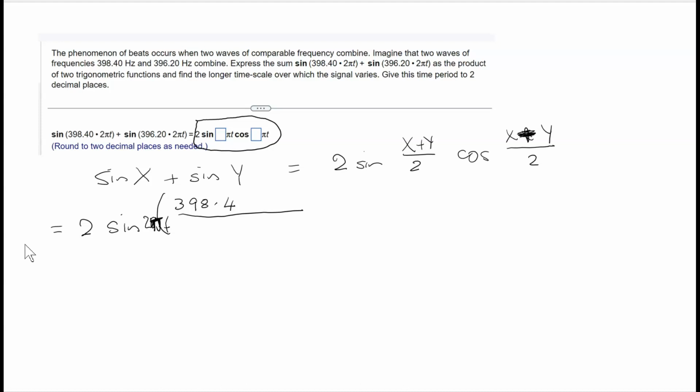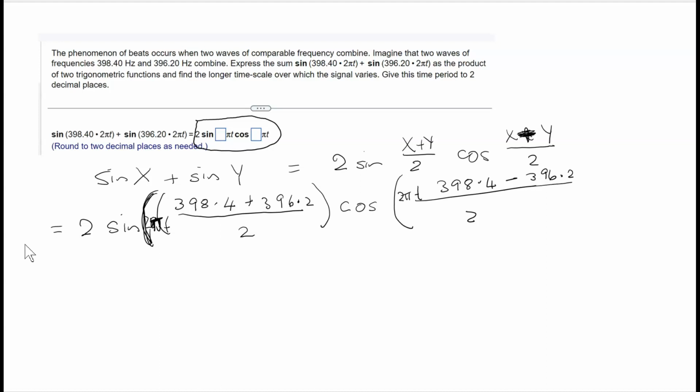Right, so we need x plus y, so that's that plus y, which must be the 396.2 divided by 2, times cos, and then the difference of those over 2. Again, I'm going to take the 2 pi out here, and this time we want it to be minus. So it's 398.4 minus 396.2. The 2s will cancel the 2s. And we're left with 2 sine.